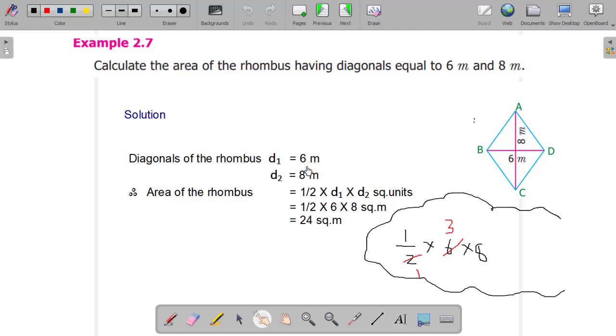Therefore half into first diagonal, the length of the first diagonal is 6. What is d2? 8 square unit. We can simplify this expression like this: 1 2s are 2, 3 2s are 6, so 3 8s are 24 square meters.